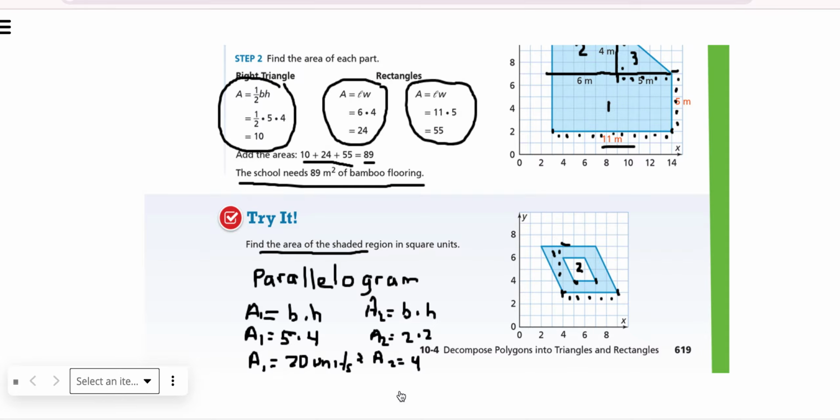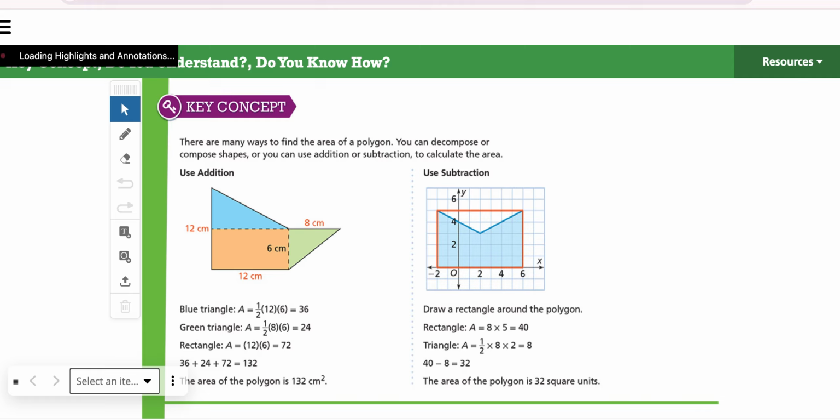So the area of the second parallelogram is 4 units square. But now they only want the area of the shaded, the blue area. So I'm going to subtract that inside parallelogram. So the big one, which is 20, minus the little one, which is 4, 20 minus 4, that gives you an answer of 16 units square. That will be the answer for this one. Okay, all right, let's go to the next page.